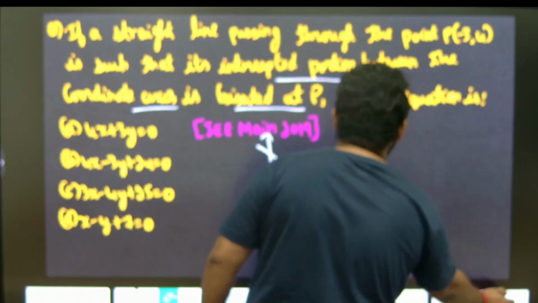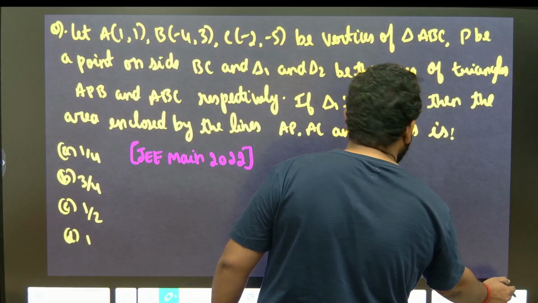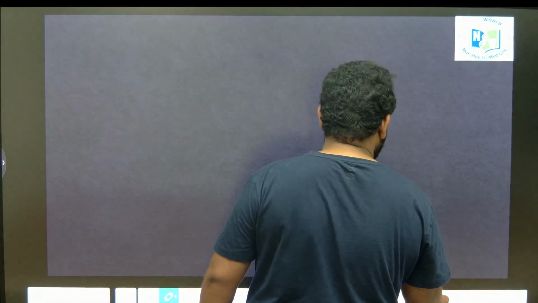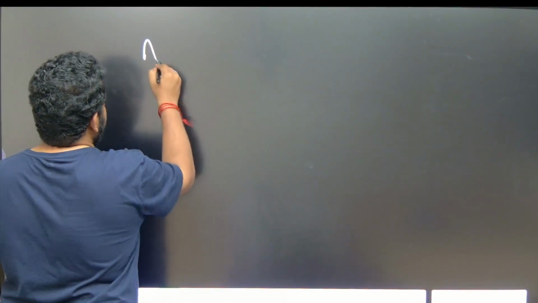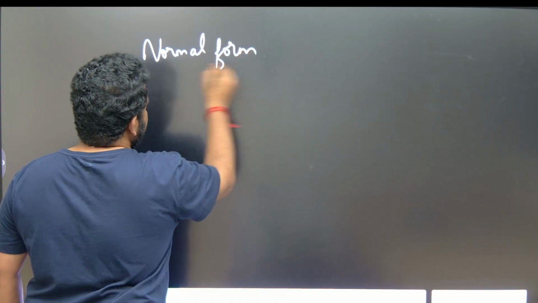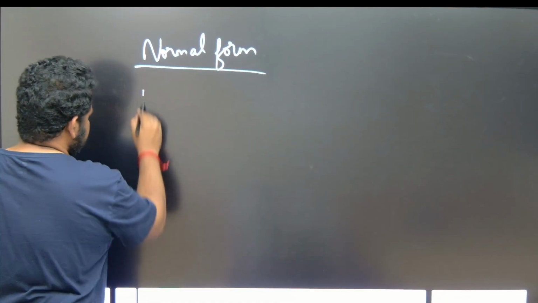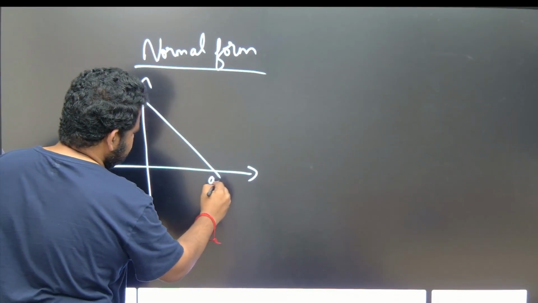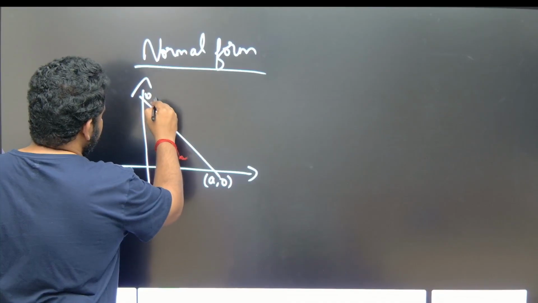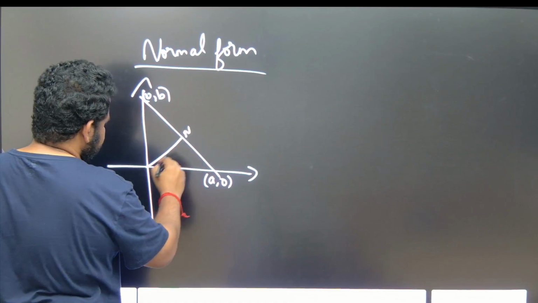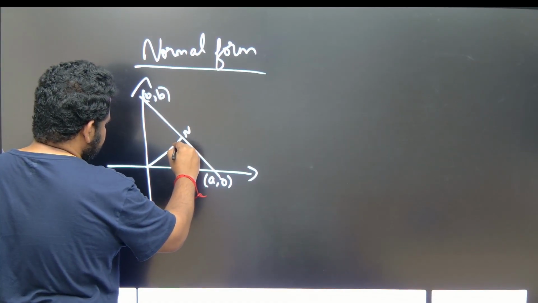Before this, I think I have not told you about normal form yet. So before this, I'll tell you about normal form. What does normal form say? You should be knowing. Suppose there is a double intercept form like this. This is a comma 0, and this is 0 comma b. If you draw a perpendicular from here, let it be n. The length of this perpendicular, let it be small p.